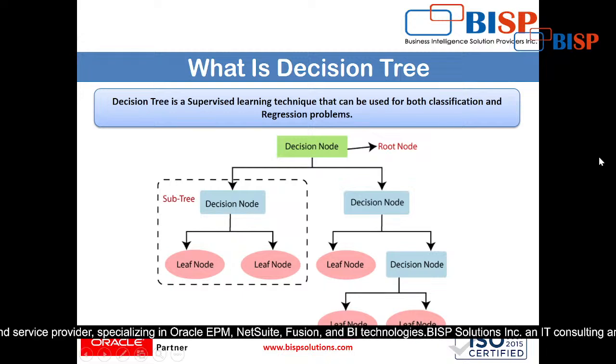Now see here, decision tree is a supervised learning technique that can be used for both classification and regression problems. Now here you can see the decision node, right? Root node. The root node means the point where we provide the input to the machine, right? Now based on this decision tree, this is called the subtree, and these are called the leaf nodes when there is no other node beyond this. Based on this it takes the decision.